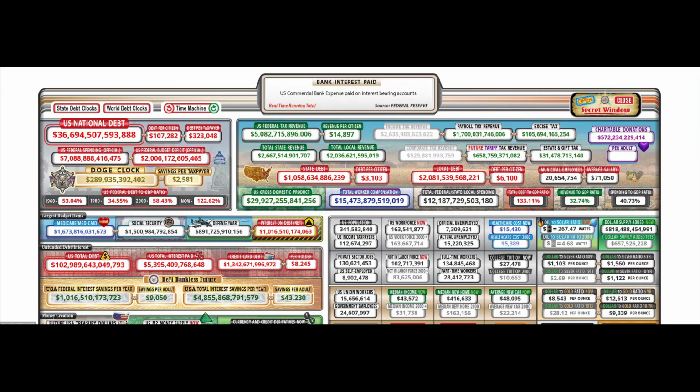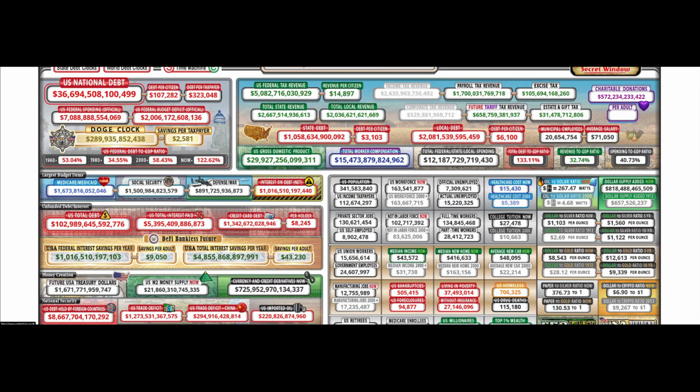Don't need the bank. Decentralized finance, a bankless future. This is debtclock.org. Okay, this is the United States information. They're going to a bankless future. All right. Don't take my word for it. View it yourself.